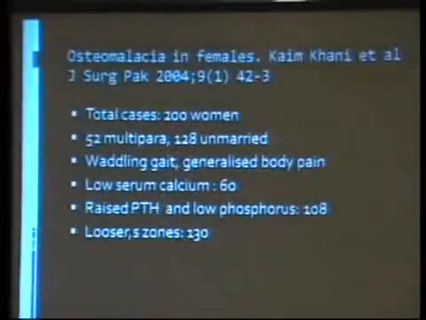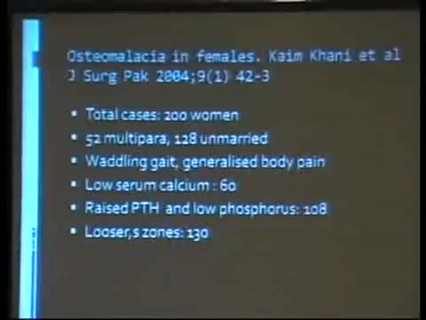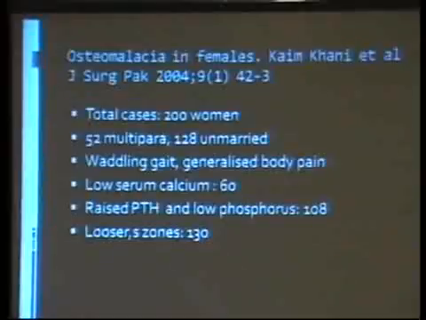I went through and did some search to see if I could come up with some data within the country, in Pakistan. And the oldest I got was this study from Civil Hospital, Karachi, in which they reported 200 women. Of these, 52 were multipara, with more than 5 children, and 128 were unmarried girls. The commonest symptoms they reported were waddling gait and generalized body pain. And they reported a low serum calcium, raised PTH, and low phosphorus in these numbers. And Looser zones were perhaps the index of suspicion by which they were picked up and then investigated.